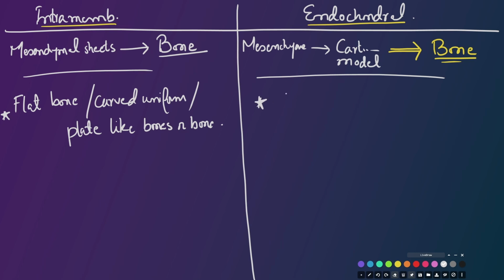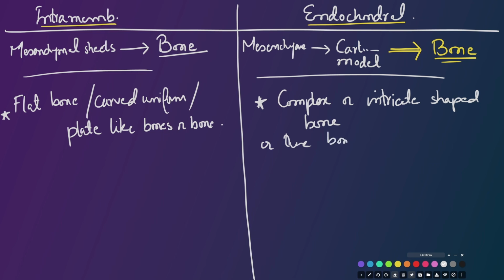But this one is more suited for complex or intricate shaped bones, all those bones, or even parts of bones, that require interstitial growth. For example, long bones require interstitial growth. It is ideal for that type of bone, but here there are certain exceptions. This cannot be taken as a hard and fast rule. Let me tell you, there are certain exceptions.